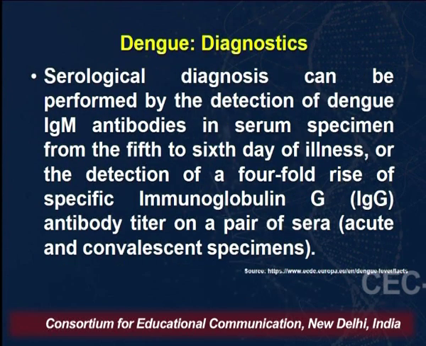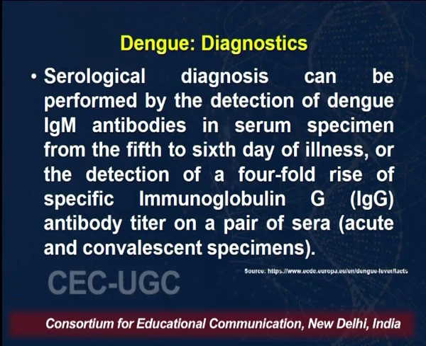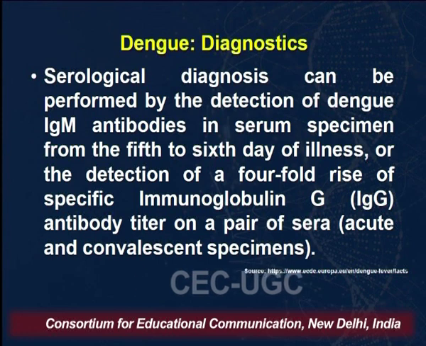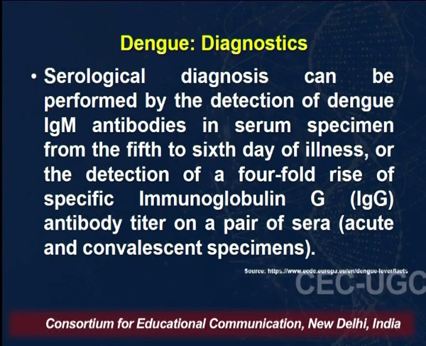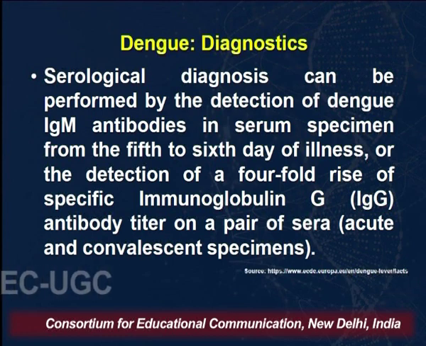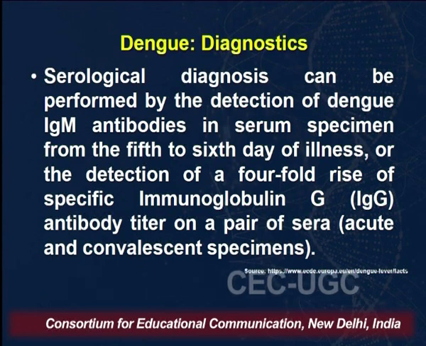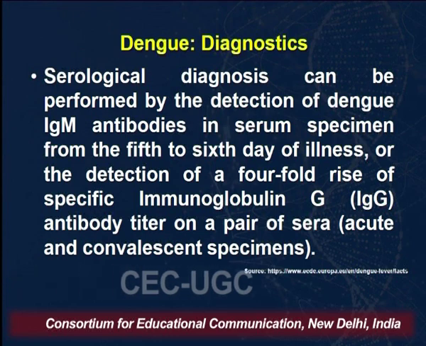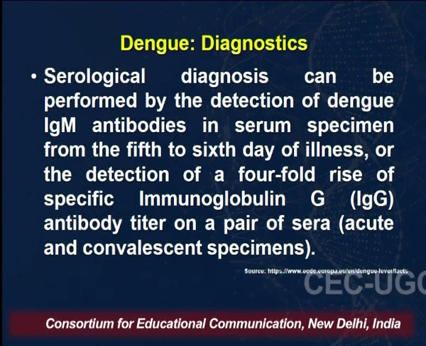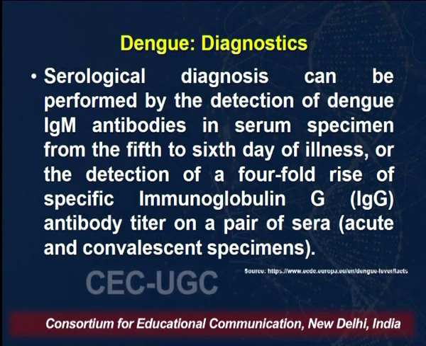Now, there are various serological diagnostic techniques, which include the detection of IgM antibodies specific for dengue, or IgG antibodies in the titer or the circulation. These are detected in the serum specimen after the 5th to 6th day of the illness, and the detection of the IgG antibody also takes place. So these come under the serological diagnostic techniques.